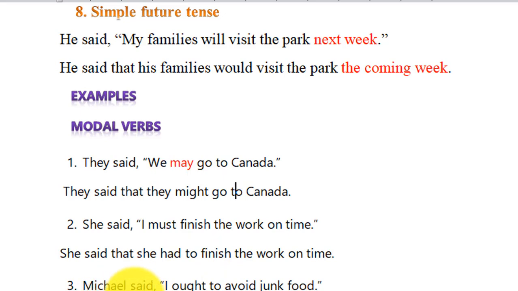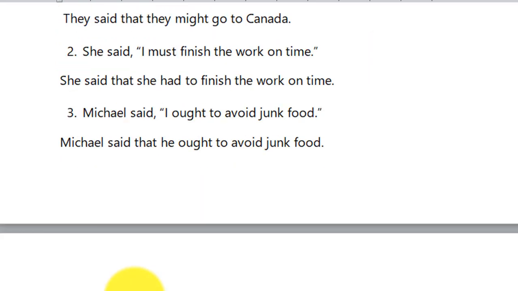The other one: Michael said, another example here. Michael said, I ought to avoid junk food.